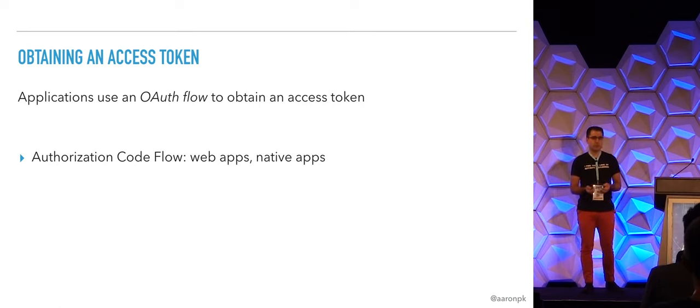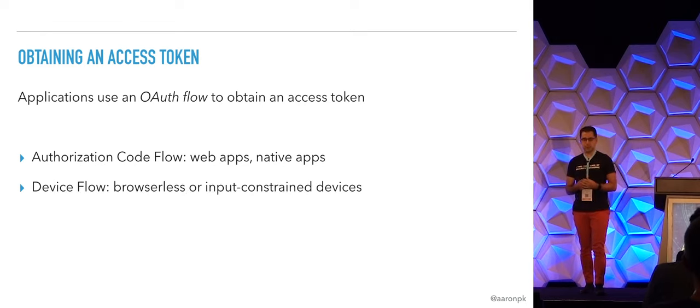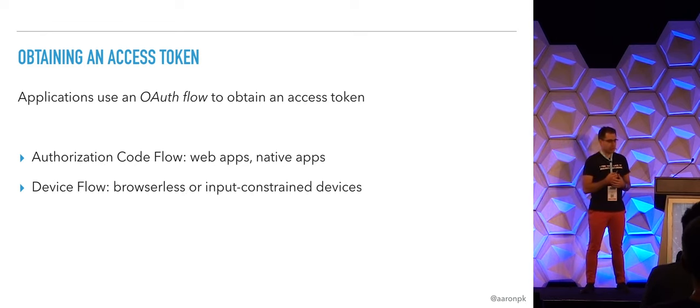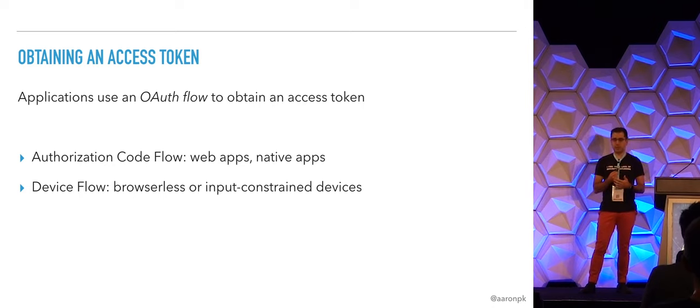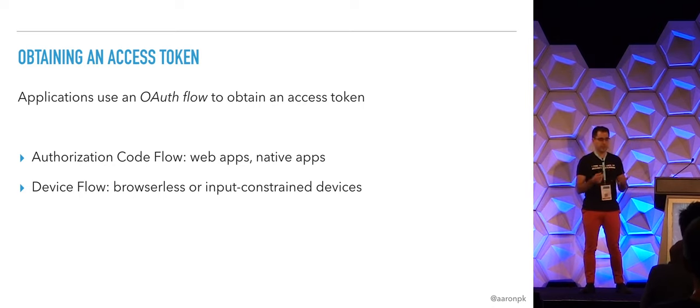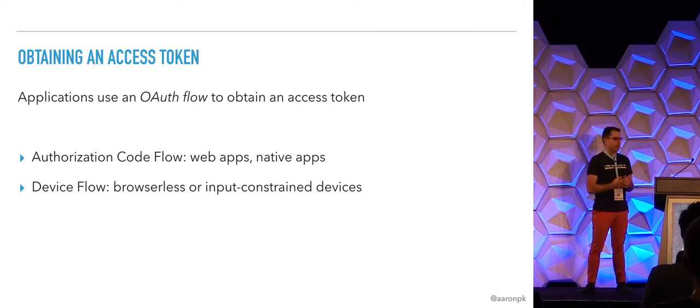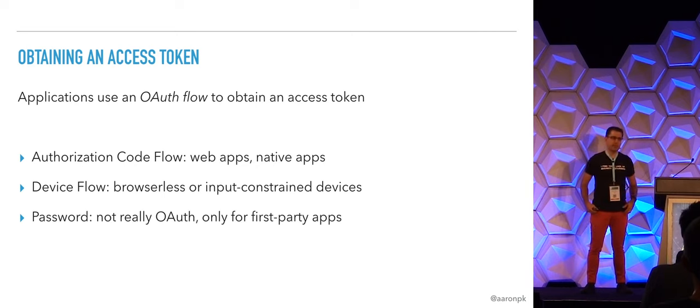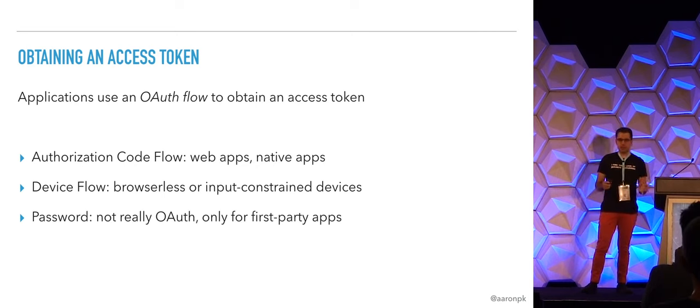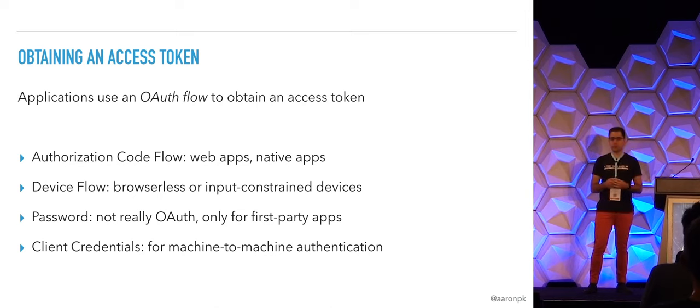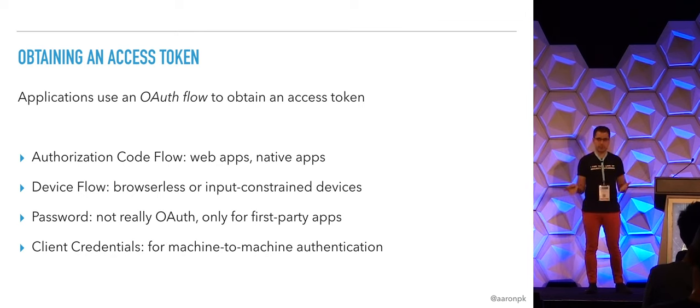The authorization code flow is probably the most common, which is used for web apps and native apps. There's the device flow for applications running on a device that maybe doesn't have a browser or doesn't have a keyboard. So think like your Apple TV. There's also the password flow, which is part of the OAuth spec. I would argue it's not really in the spirit of OAuth because it does ask the user to enter the password into the app. And there's also client credentials, which is for when there is no user involved. Then you've got machine-to-machine communication. You just need an access token to access some sort of system-level data.